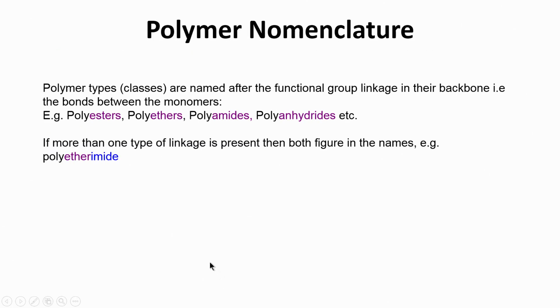And then finally, for the last slide for today, we are going to talk about polymer nomenclature. So, polymer types are named after the functional group linkage in their backbone. So, typically, let us say if the link between A and A is through an ester bond, then they are called polyesters. If this bond is through an ether bond, it is called polyethers. So, essentially several of these can be classified into different types of polymers. If more types of linkage are present, sometimes they are even combined. So, in this case it is polyether-imide. So, it has both ether and imide bonds present in the backbone to make these polymers through the monomers.